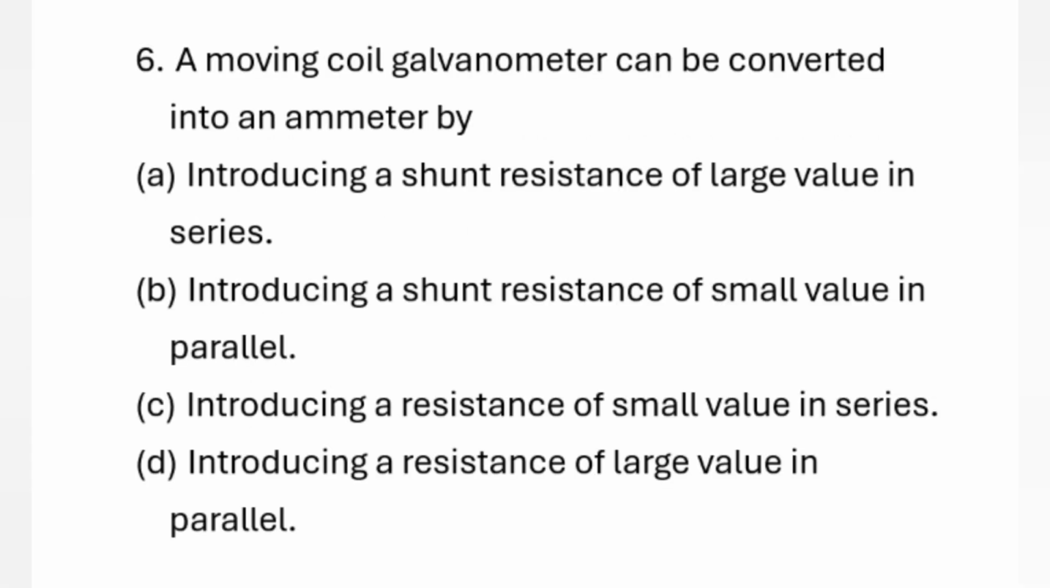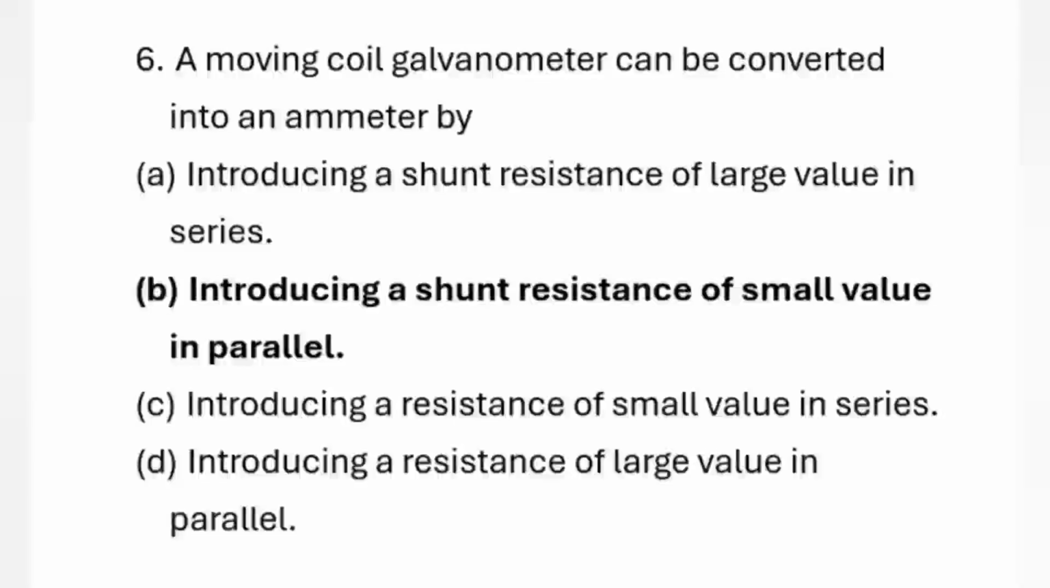Question number 6. A moving coil galvanometer can be converted into an ammeter by: option A, introducing a shunt resistance of large value in series, option B, introducing a shunt resistance of small value in parallel, option C, introducing a resistance of small value in series, option D, introducing a resistance of large value in parallel. Here the correct answer is option B, introducing a shunt resistance of small value in parallel.